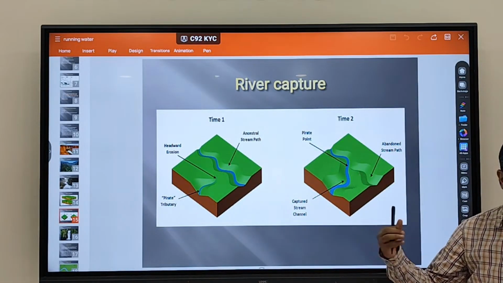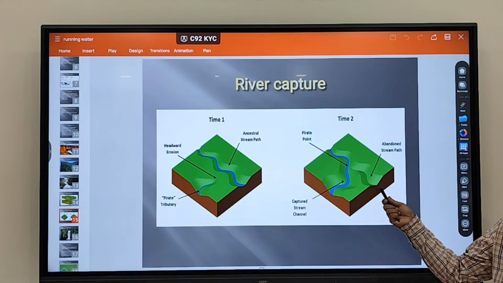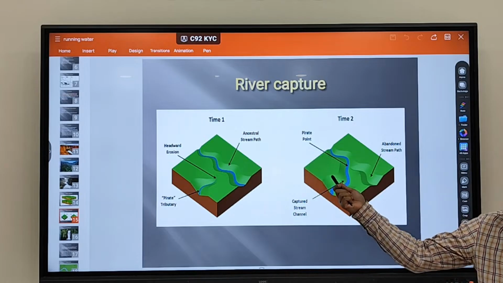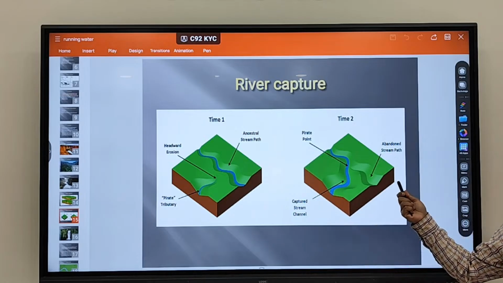Because a river always chooses the least resistance path. This path is providing more resistance to the flow of the river. This path is providing less resistance to the flow of the river. So that's why the river is shifting to this path rather than moving towards this path.